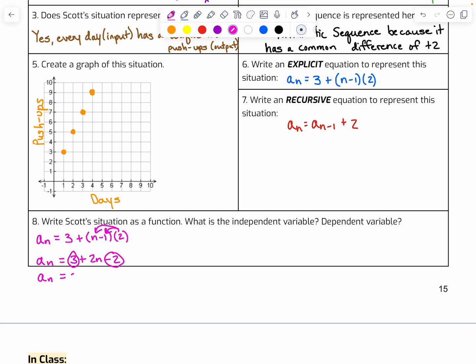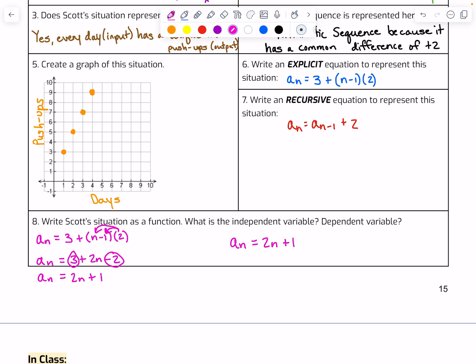So I'm going to put 2n first because that one has a variable. We like to write that one first. And then I'm going to put 3 plus negative 2, which would just be 1. All right, so we'll bring that over here. Now I've cleaned it up. I've got a sub n, so any term would be 2 times the number of the term I'm looking for plus 1.